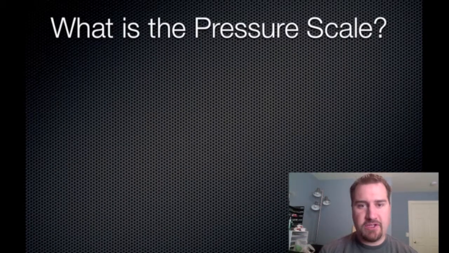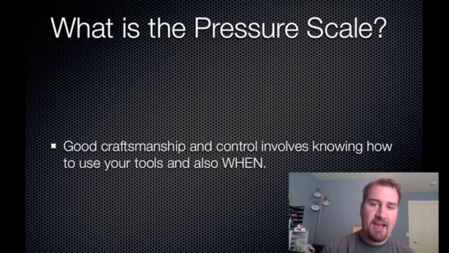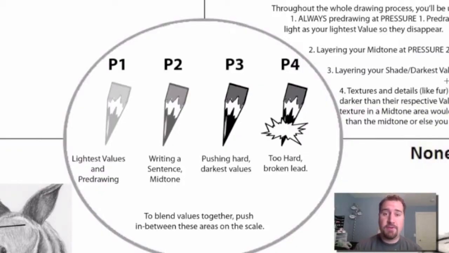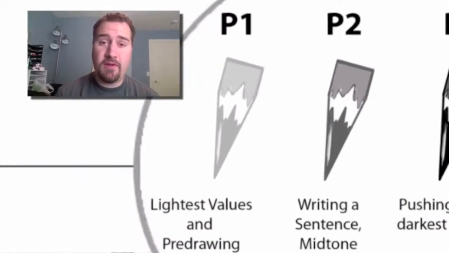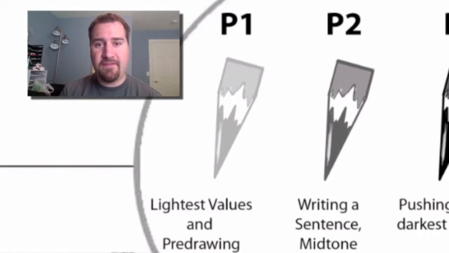What is the pressure scale? Well, good craftsmanship and control involves knowing how to use your tools as well as when. The pressure scale goes from 1 to 4. Pressure 1 represents your lightest touch, like you're barely caressing the surface of the paper with your tool. You will get very little to no lead from doing that, and that is as light as you want to go. You use this for your lightest values and your pre-drawing scaffolds.